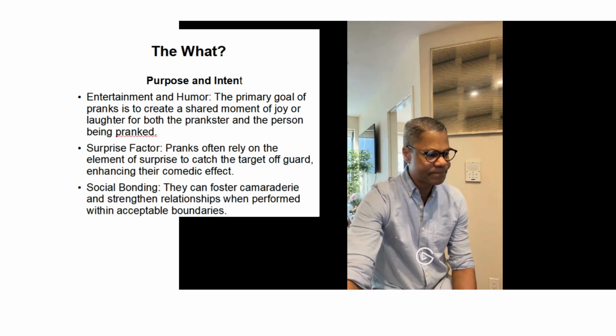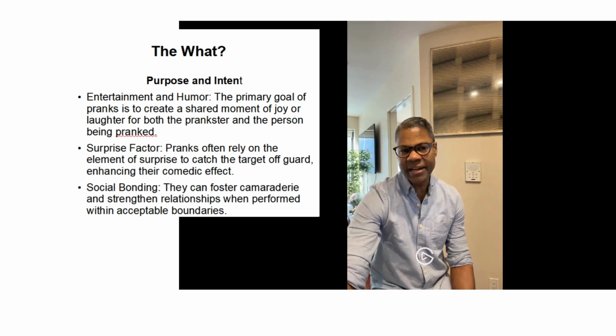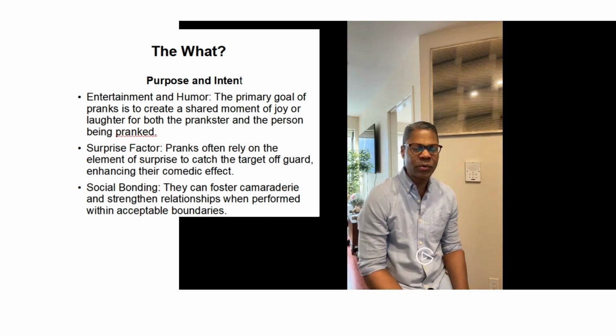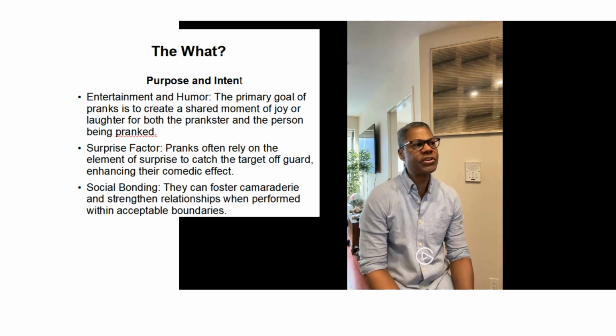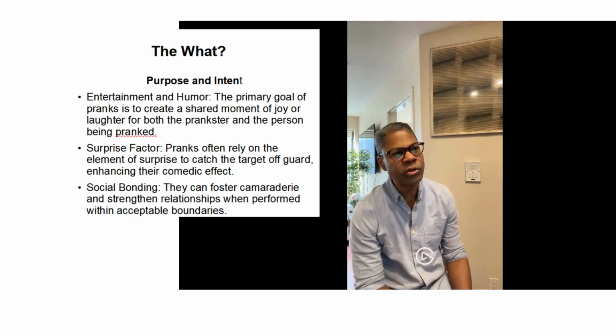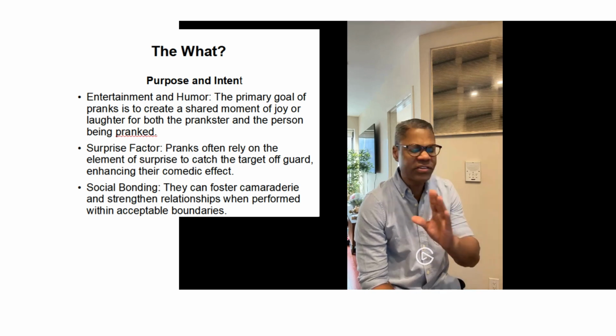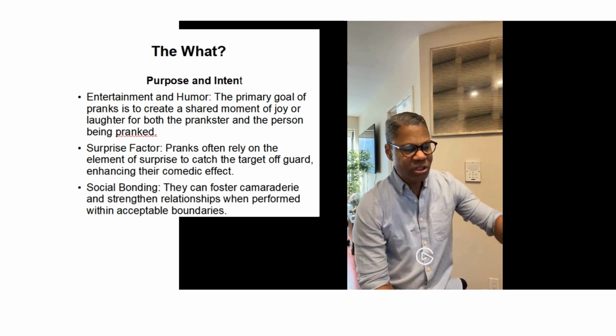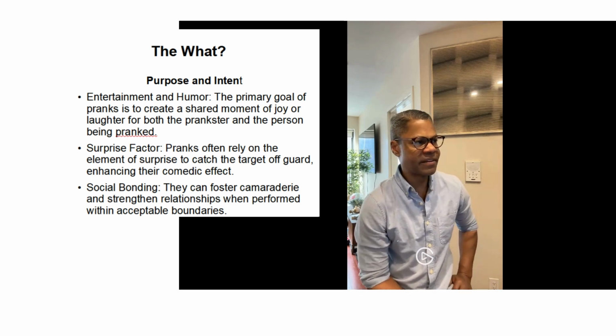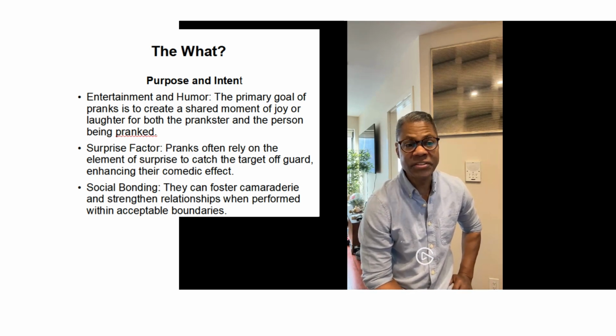Social bonding. Pranks can foster camaraderie and strengthen relationships when performed within acceptable boundaries. We'll get into this. Let's say our niche is pranks. Let's say you get a little more granular and your niche is dentists. The bounds are limitless for this, but let's say your niche is dentists.